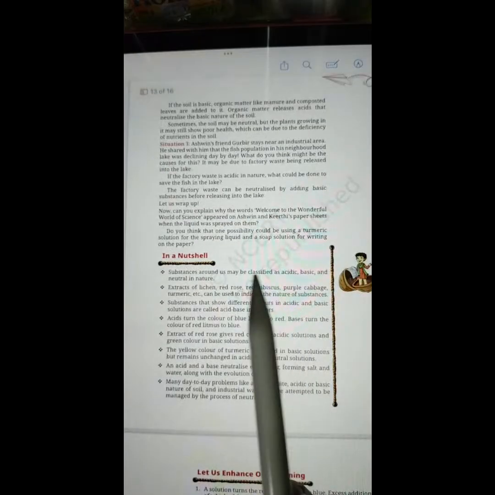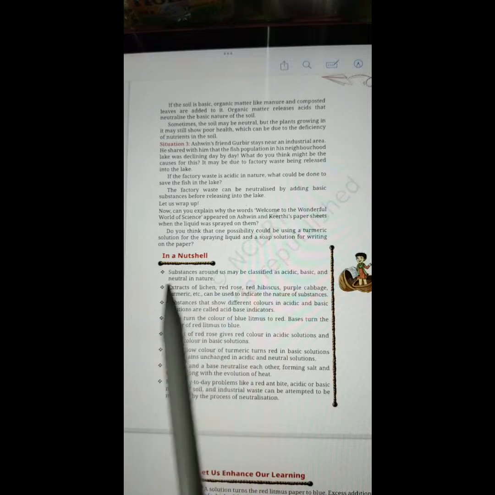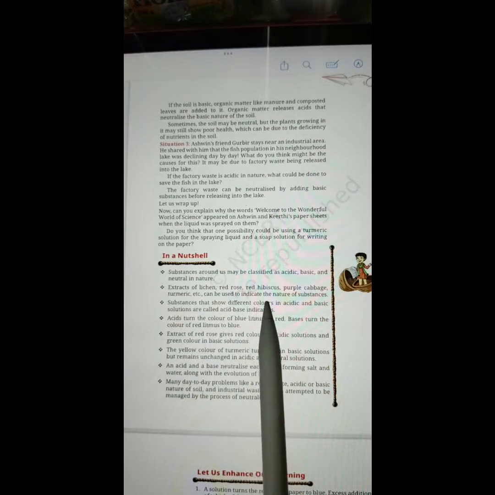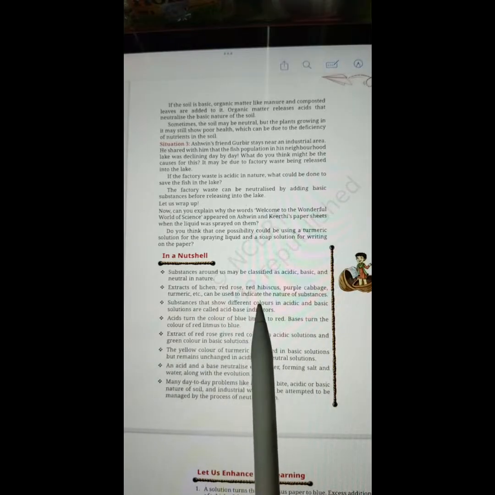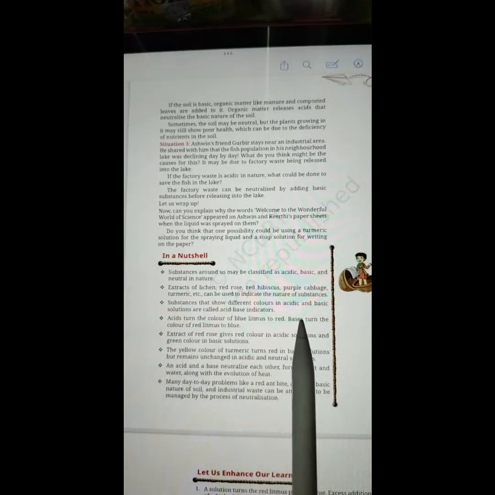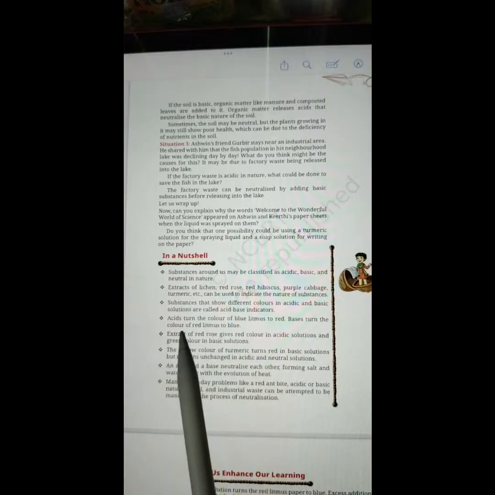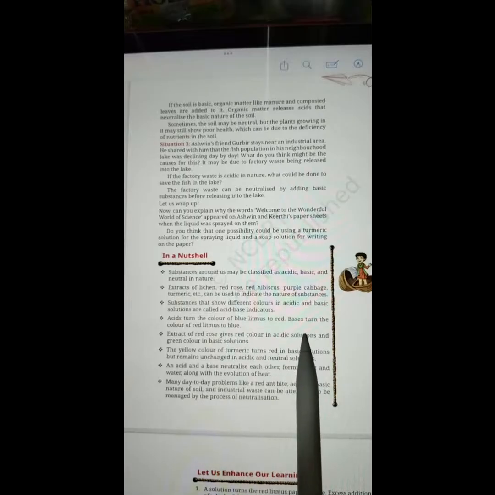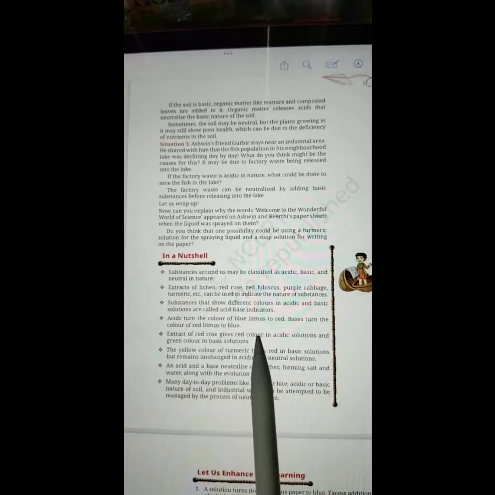In a nutshell, substances around us may be classified as acidic, basic, or neutral in nature. Extracts of lichen, red rose, red hibiscus, purple cabbage, turmeric, etc., can be used to indicate the nature of substances. Substances that show different colors in acidic and basic solutions are called acidic and basic indicators. Acids turn the color of blue litmus to red. Bases turn the color of red litmus to blue.